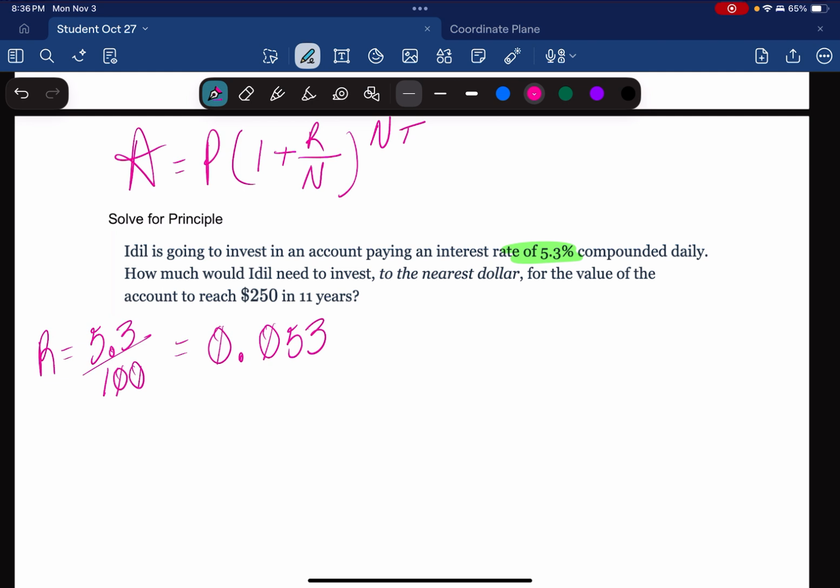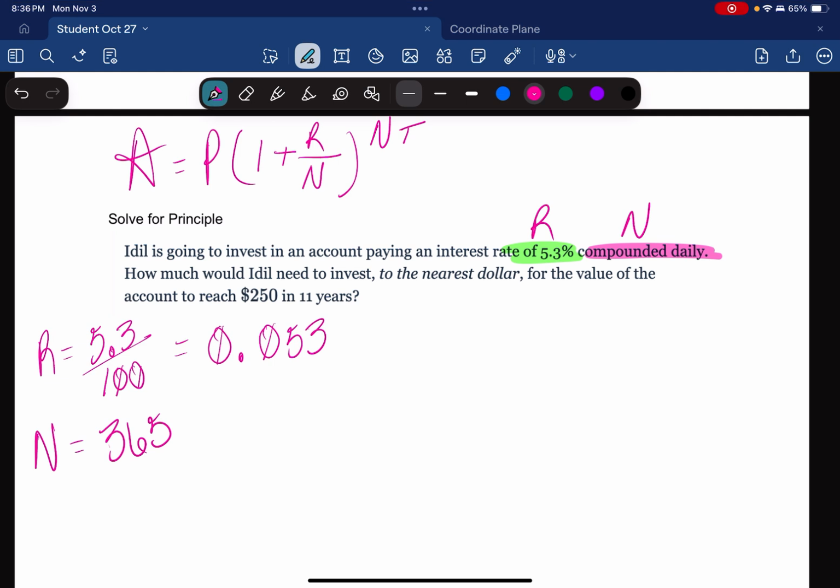It is compounded daily. So compounded daily, that's my N. I was going to say T, excuse me. That's my N. So how many times is daily in a year? How many days are in a year? 365.